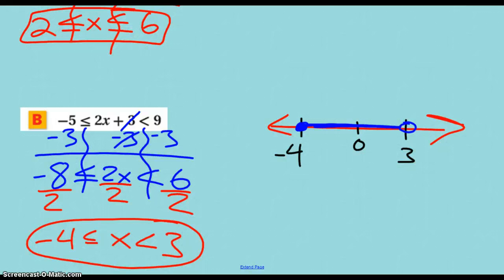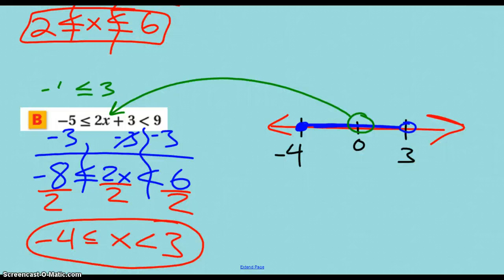And we can always go back and check that. So, for instance, choose a number that's in there. So 0 is part of my solution. Let's see if it works when I plug it in for x. 2 times 0 is 0, and then 0 plus 3 is 3. And we'll see if the statement makes sense. Well, 3 is less than 9, and it's also greater than or equal to -5, so it looks like we're good. All right, that's all I've got for intersections.